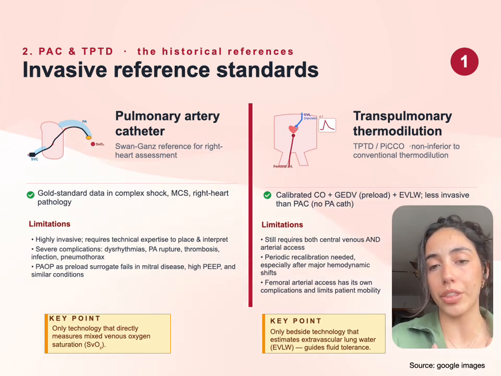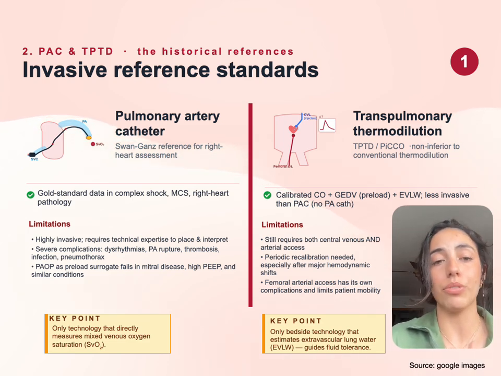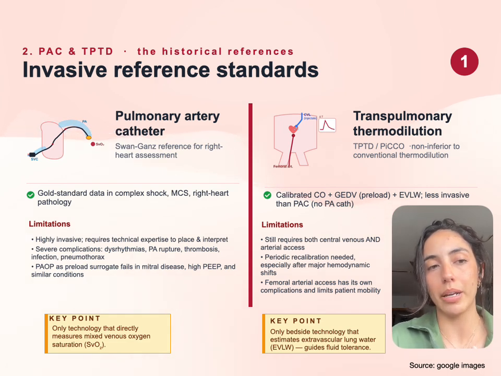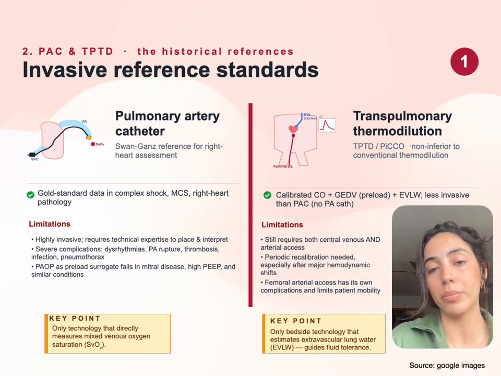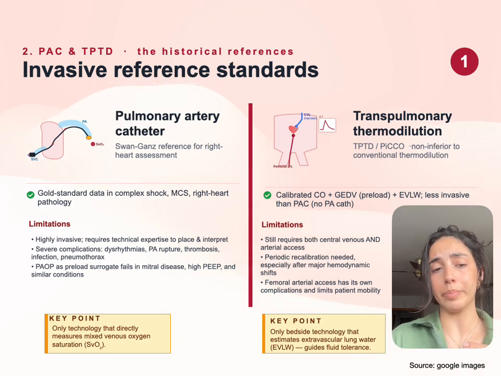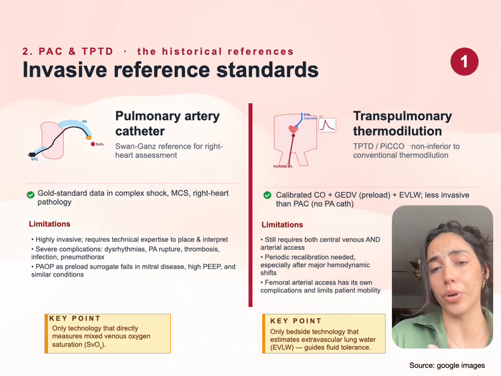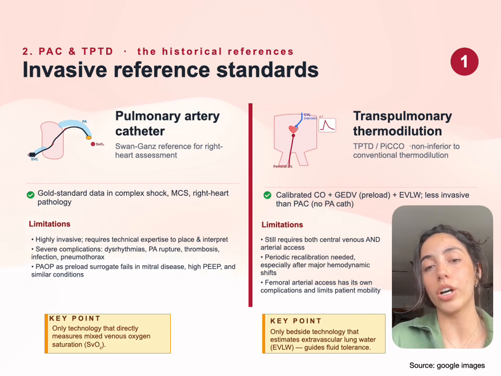The pulmonary artery catheter is the gold standard, and it's usually used in complex shocks, in any right heart pathology, where we can really understand the physiology of the right heart by placing the catheter within the cardiac chamber. And it's important to remember that the only technology that directly measures mixed venous oxygen saturation is going to be the pulmonary artery catheter. So in scenarios in which this parameter is very important to evaluate in a patient, we cannot attempt to apply a different technique.